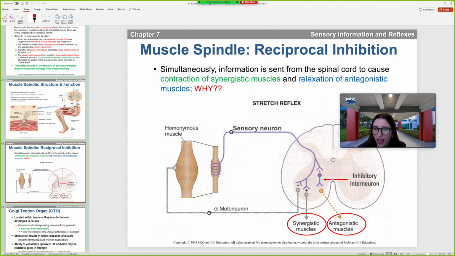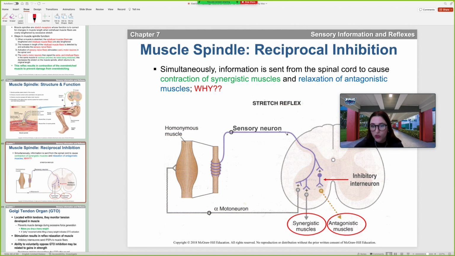So we see here we have this inhibitory interneuron. This is how we're getting inhibition of the antagonistic muscles. The interneuron is just like a neuron in between some other neurons. Its job is to inhibit, right? When we activate this inhibitory interneuron, it's going to do its job of inhibition and inhibit those antagonistic muscles, those opposite muscles. But it's done through this interneuron process, okay?